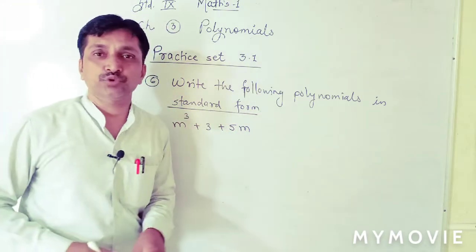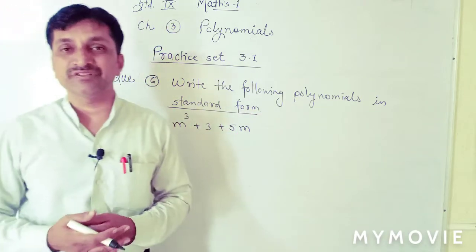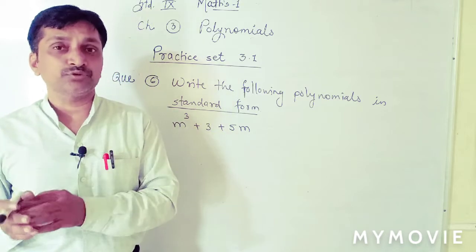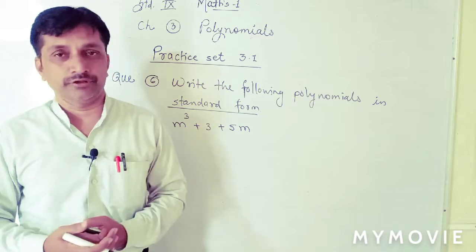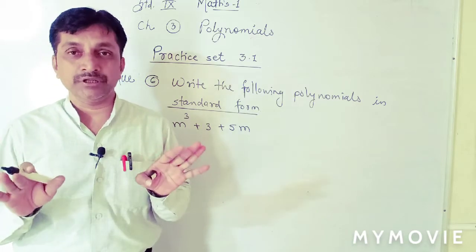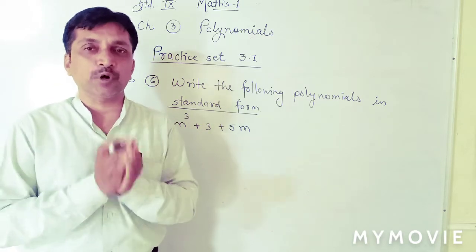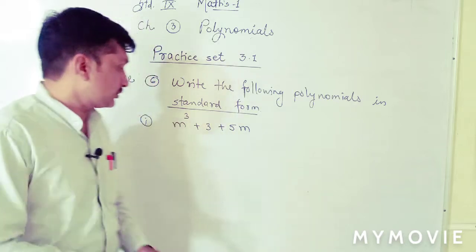Now, standard form means what? In the introduction we saw that standard form means only the arrangement of powers in descending order. That is the only standard form. We have to arrange powers only, but in descending order. Now let's see.